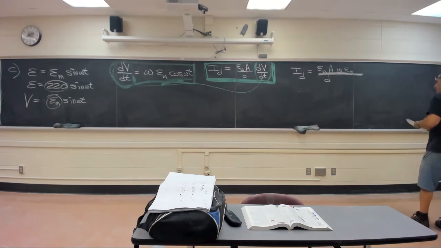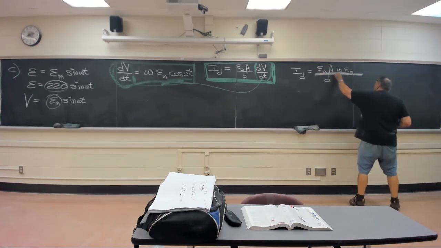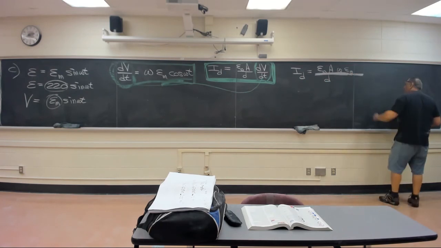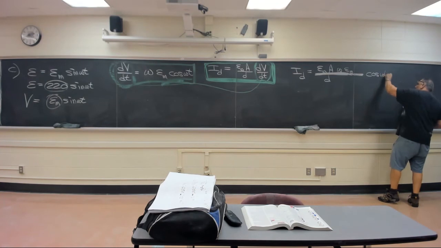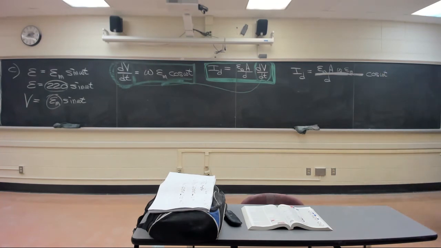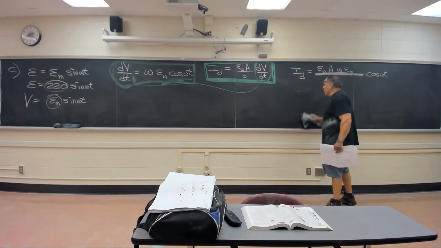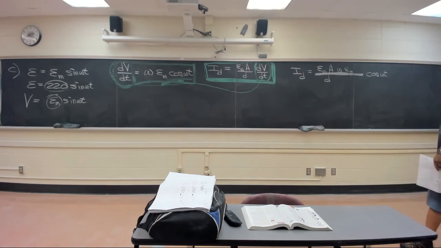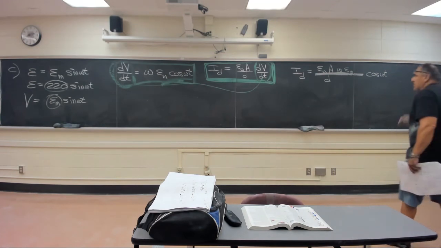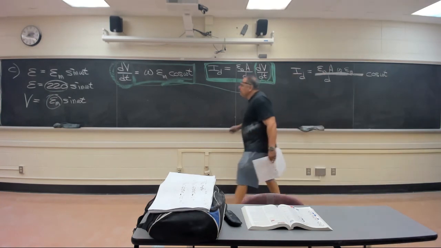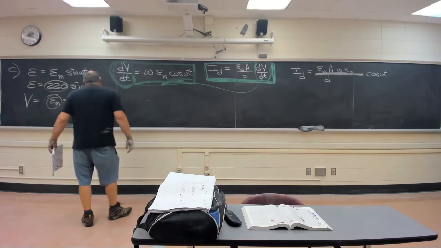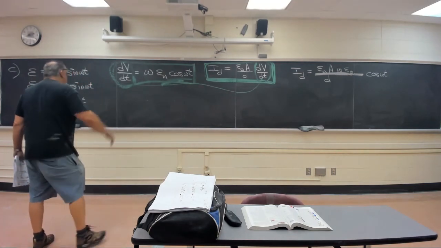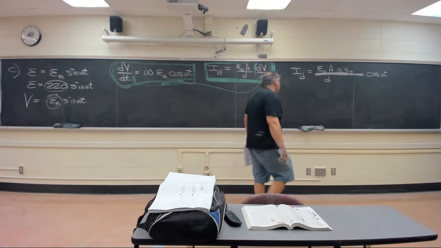Omega over D cosine omega t. Yeah, fine. Look, let's just get this straight. This is absolutely true, and the D field varies. I'm sorry, the I sub D, the current, varies according to the mathematics that we did with all that they gave us. This is how it varies.